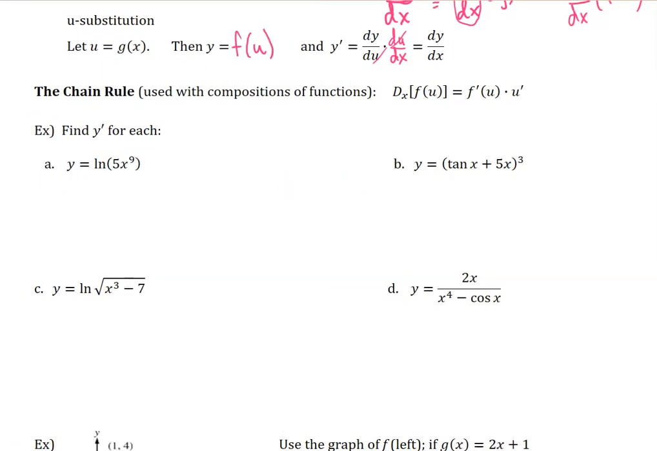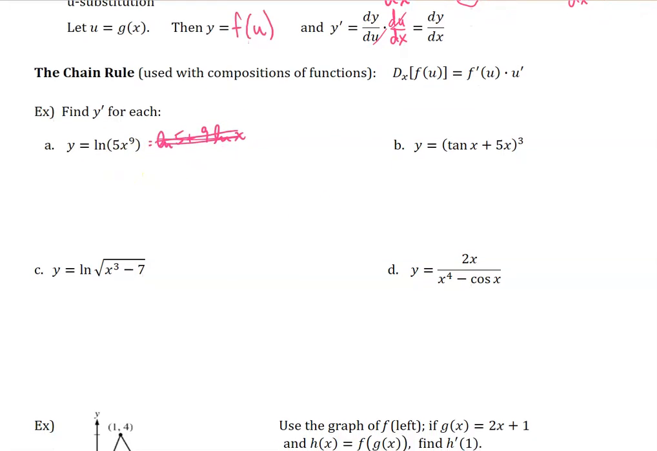We could split this as the natural log of 5 plus 9 times the natural log of x, and then take the derivative of each of those pieces and get 0 plus 9 times 1 over x, okay? Or we could use a composition, and it doesn't really matter which way you use for this particular function because it's not that one is necessarily more efficient than the other. So let's say that we're not using our log properties and we're just looking at this as a composition.